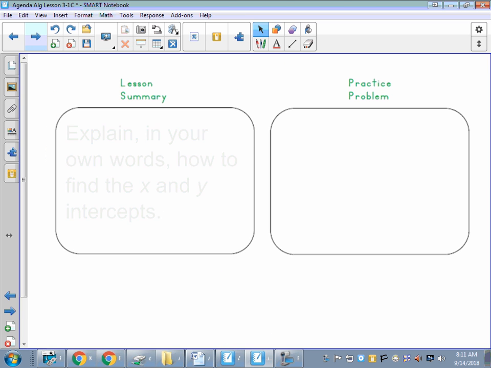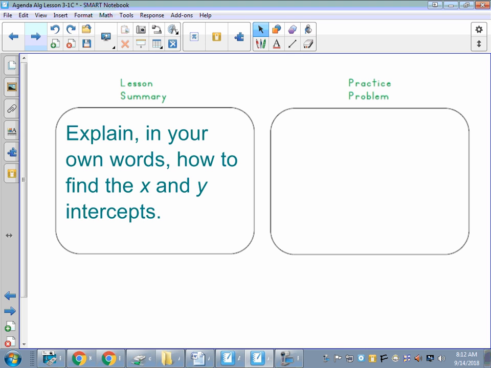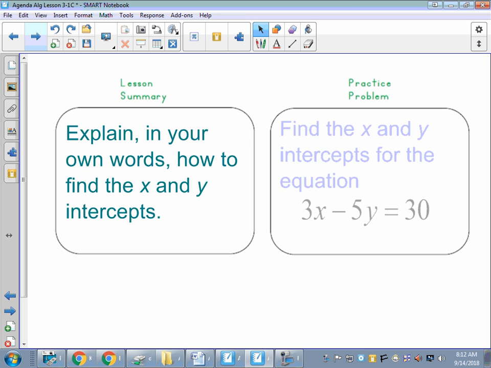Okay? So our lesson summary, basically want in your own words how to find the x and y intercepts. In your own words, how do we do that? And then the practice problem here is find the x and y intercepts for the equation 3x minus 5y equals 30. I think those should come out to nice and easy numbers for you. No decimals or fractions there, so it should be nice for you. So do those. That's 3-1C. And bring any questions you have with you as we go on.